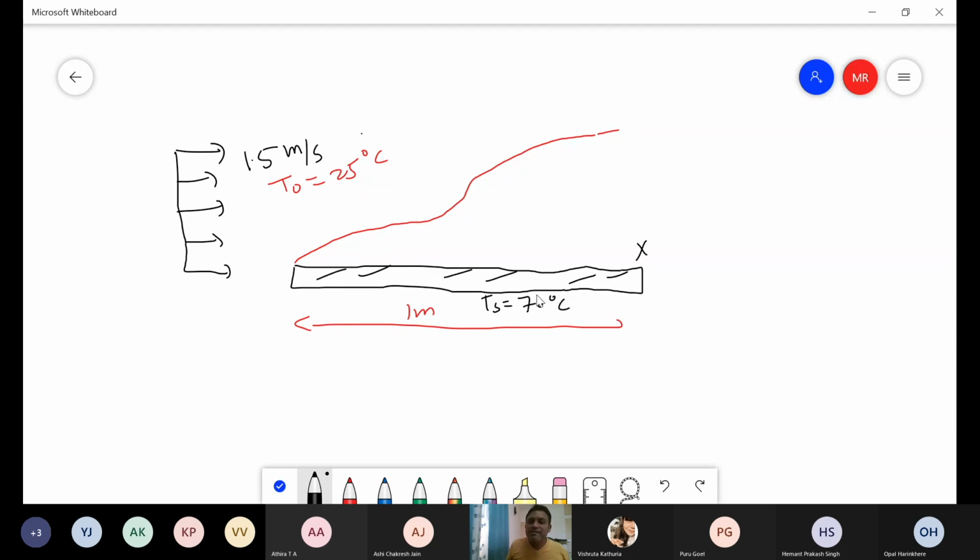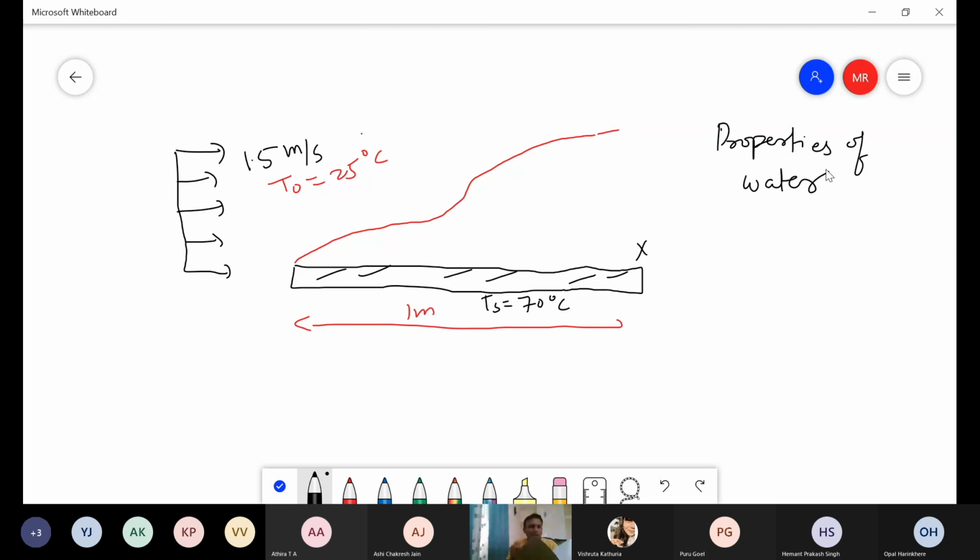Now what is given here is the plate temperature is 70 degrees Celsius and the free stream temperature is 25 degrees Celsius and the fluid which we are looking at is water, correct? So the properties of the water we first have to find out. The properties of water are given at the back side of the book.